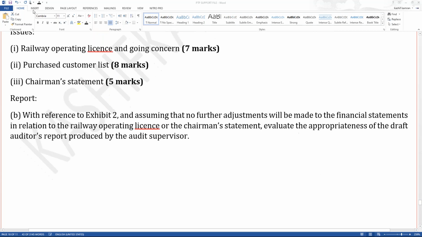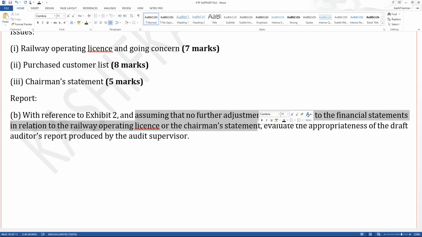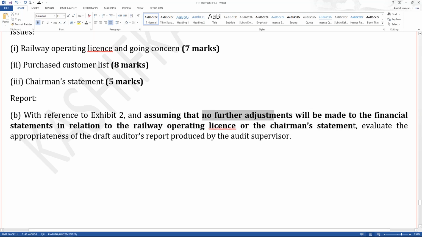look at this. With reference to Exhibit 2 and assuming that no further adjustment will be made to the financial statement in relation to the railway operating license or the chairman's statement. Assuming no further adjustment will be made. By whom? By the management. So does that mean the management is reluctant making adjustments? When you read the case, it could be possible that the auditor is asking for adjustments and no further adjustment will be made to the financial statement. By whom? By the management. Agree?